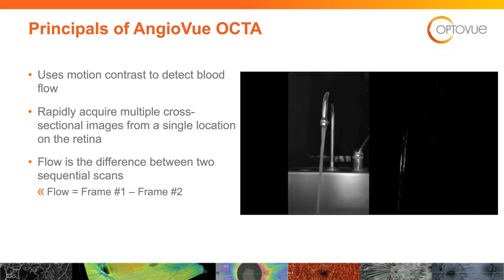And flow, again, is the difference. This video is not going to play tonight, but you can see this picture of a faucet. And if we could play this video, the only thing that's moving on this motion video here is going to be the water, because you can image that from frame to frame to frame. Flow is the difference between those two frames because it's the only thing that's moving. So motion contrast is the answer to that question.